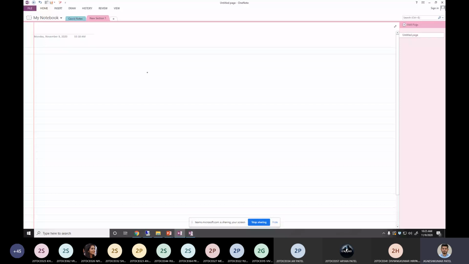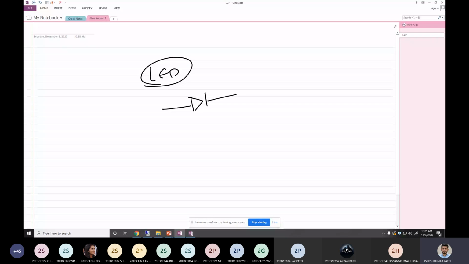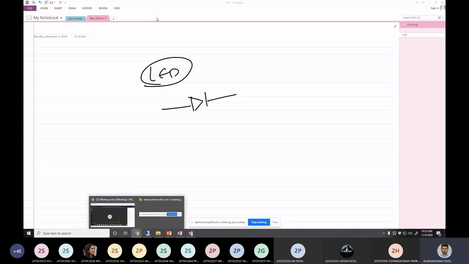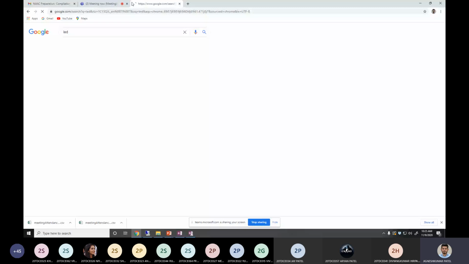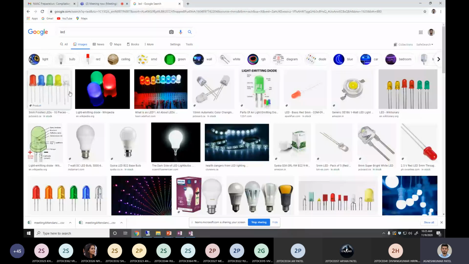Has everyone seen an LED? Yes, sir. Basically, it is a kind of diode. Now there is one issue with these LEDs. LEDs come in various sizes depending on how much light you require. We use a general LED, or that red one or green one. Here I search LED. You see this kind of LED I'm talking about right now.